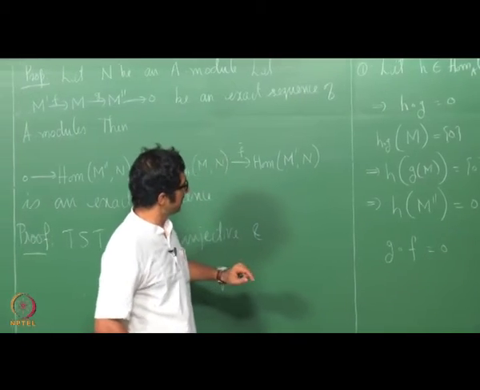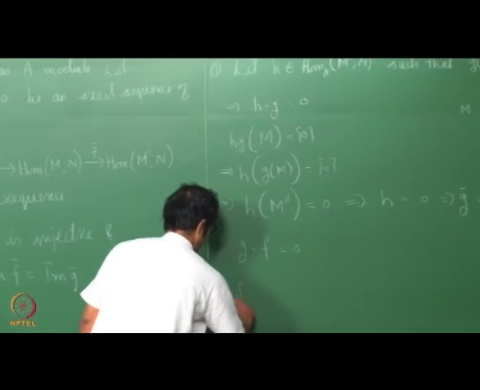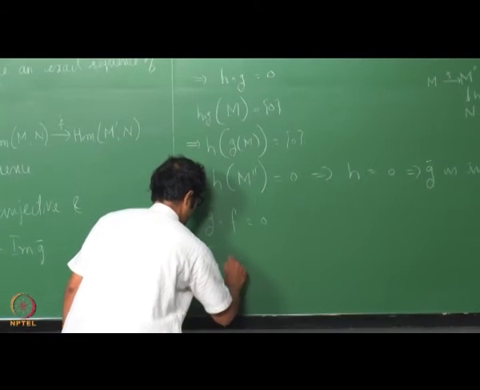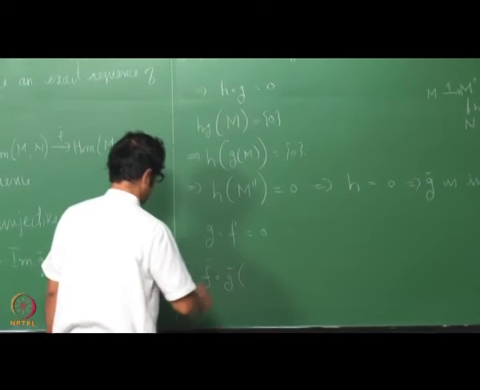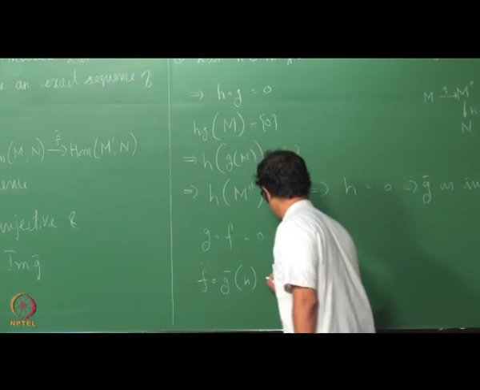Now, what happens in this case, what is our f bar composite g bar of a homomorphism? Let us take h. What would this be?